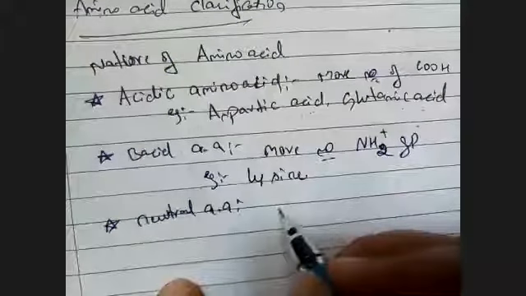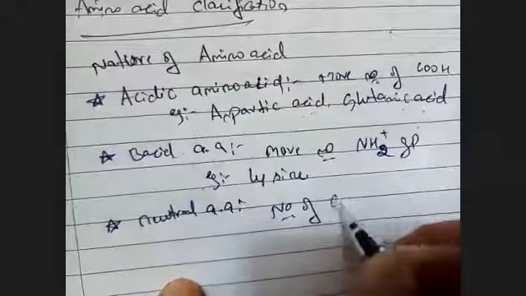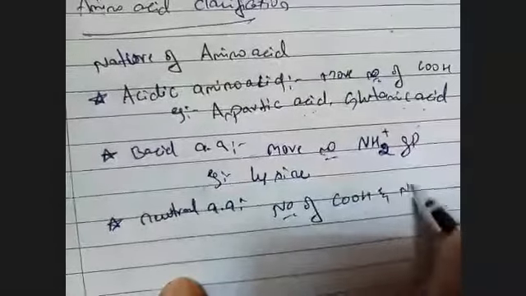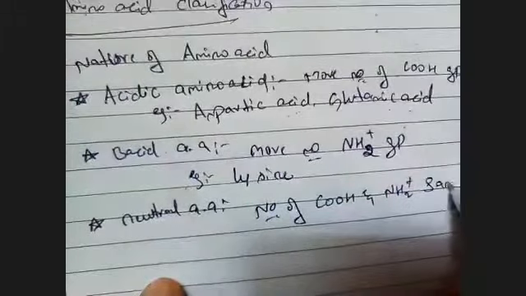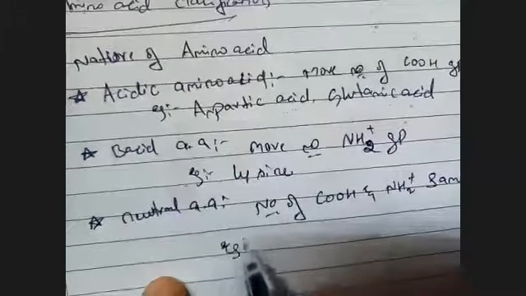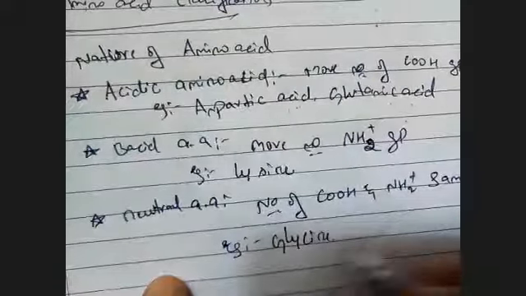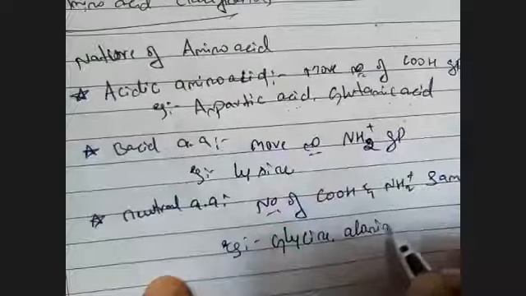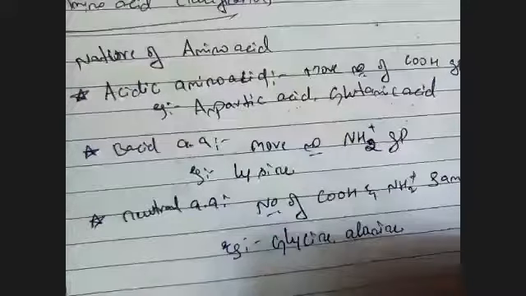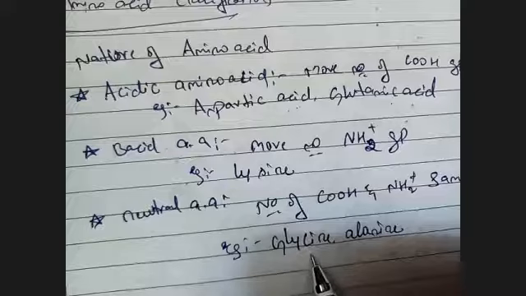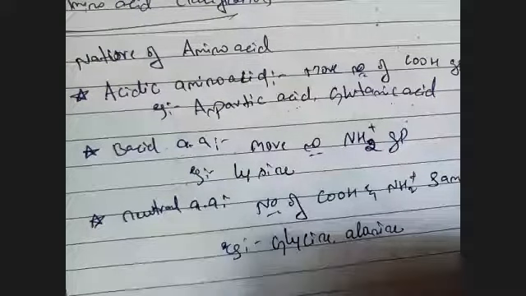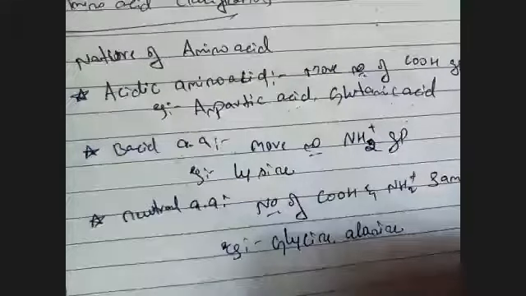The number of carboxylic and amine groups should be the same. Then it is called neutral amino acid. We can give the example of glycine, alanine. And I told you in my last class, glycine is the only amino acid which doesn't obey the chiral carbon atom rule.